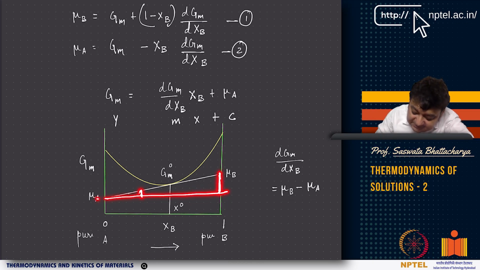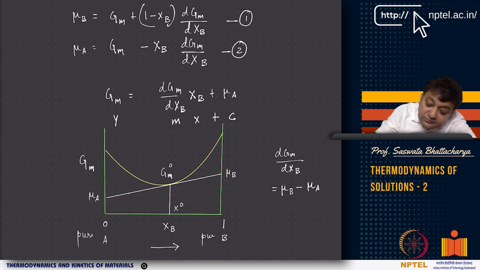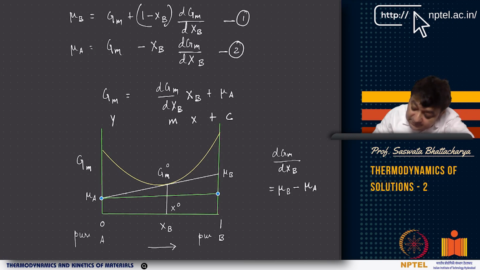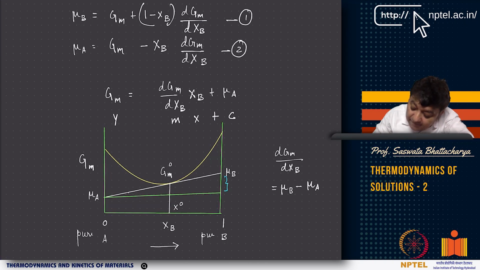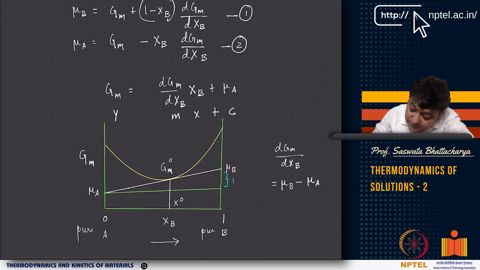What is this? This is the intercept here. So this part, if I draw a line like this, okay, and I ask what is this part, this part is nothing but mu b minus mu a.